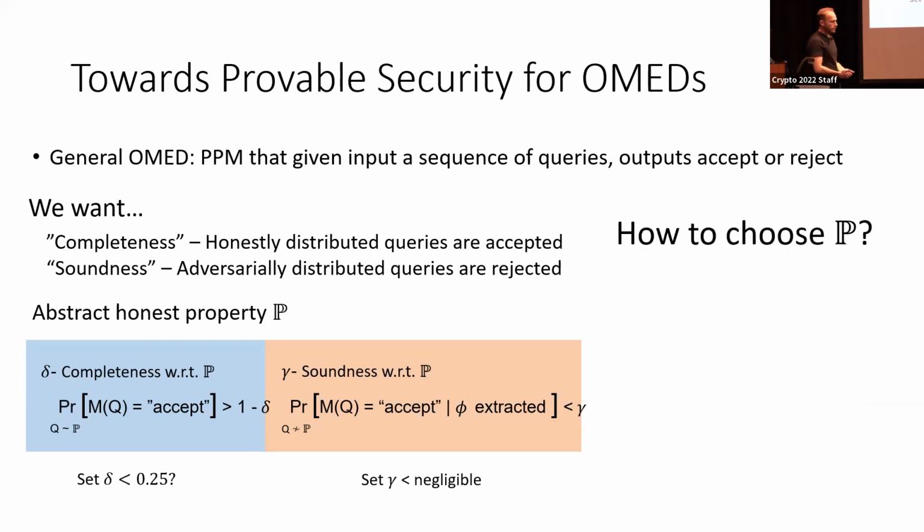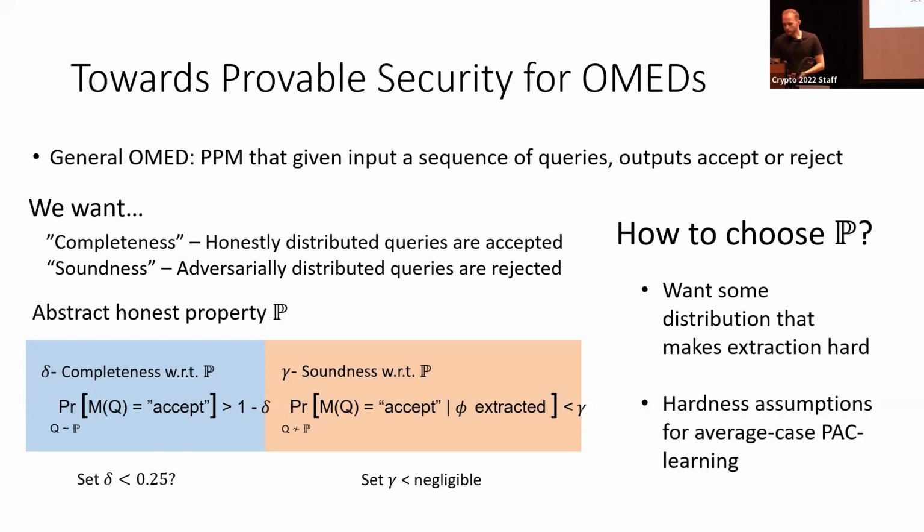So if we were to have complete and sound OMEDs, then the question that remains is, how do you choose P? We want some kind of distribution that makes extraction hard. And I argue that the natural thing to do is to use hardness assumptions about PAC learning to pick this distribution.